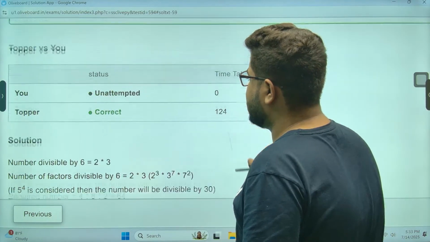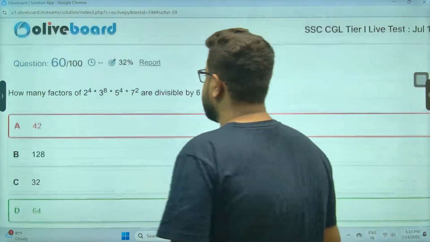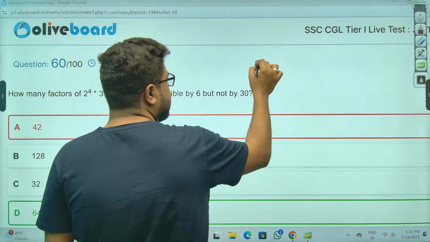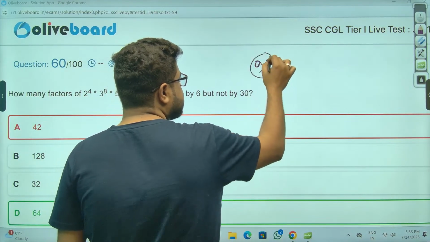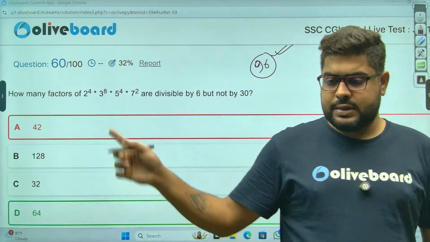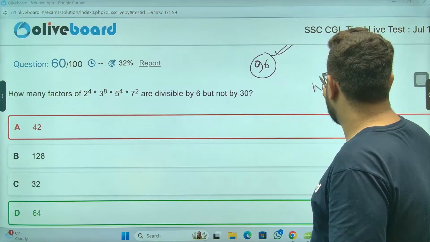No, this is not right. This should be 96. This is not right, so 96 will be the answer. 96 has to be the answer. This is wrong. This question is wrong.